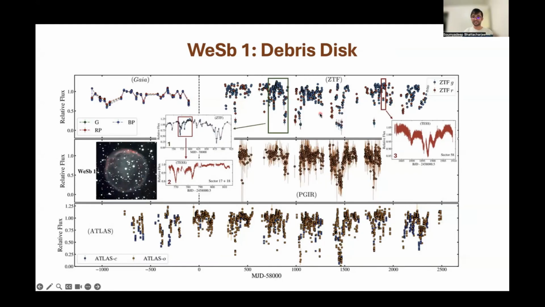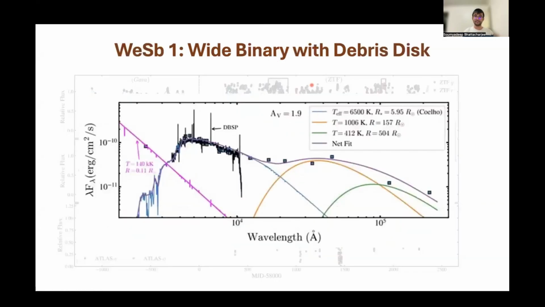This is an interesting discovery because this is one of the first detections of a debris disk inside a planetary nebula, and the first one to show these clear occultations over several years. We also quickly realized that this is not a single star system, but a wide binary, which can be seen clearly in this spectral energy distribution, which is flux as a function of wavelength.